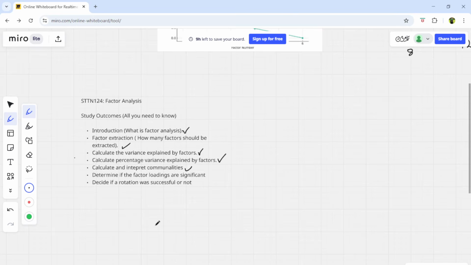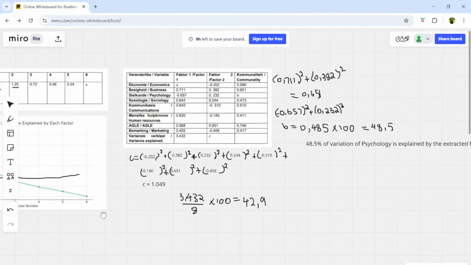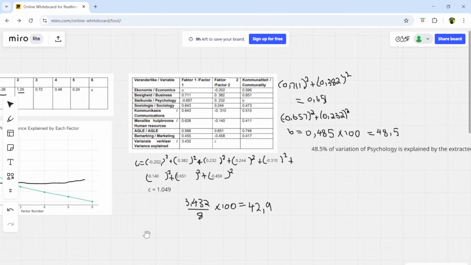Okay, determine if the factor loadings are significant. All right, so we're going to go back to our table. Now, a significant factor loading is a factor loading that explains more than 10% of the variance explained. And we should include both the negative and the positive side.